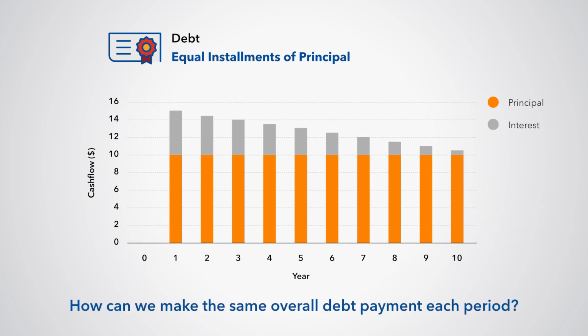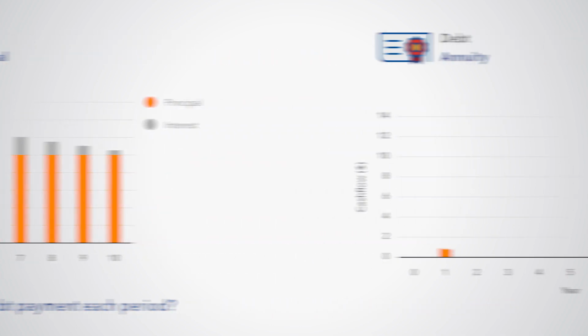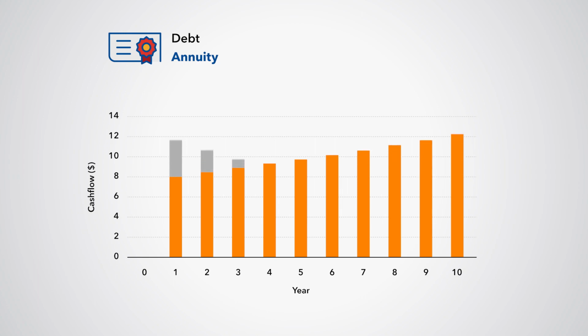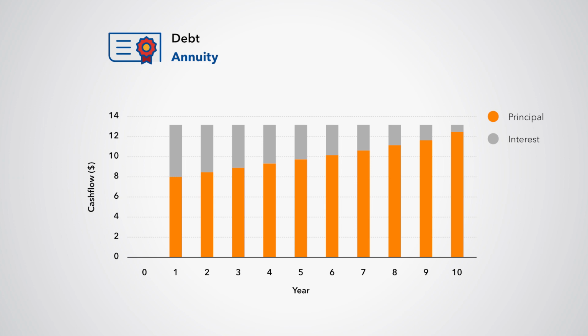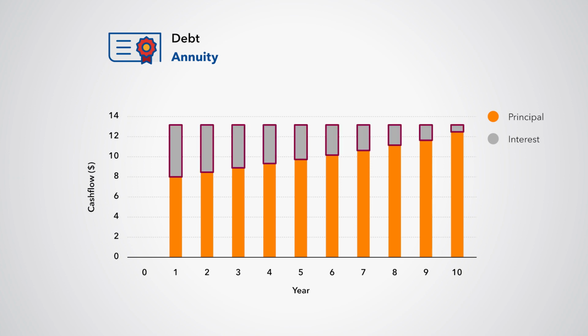The overall debt payment therefore falls over time. But what if we want to make the same overall debt payment each period? In this instance, we have what is called an annuity. Here, we are still paying 5% interest on the debt, but the cash flows have been structured so that we make the same overall debt payment each period. The share of principal and interest in each payment changes over time. The proportion of interest falls as more of the debt is paid off.